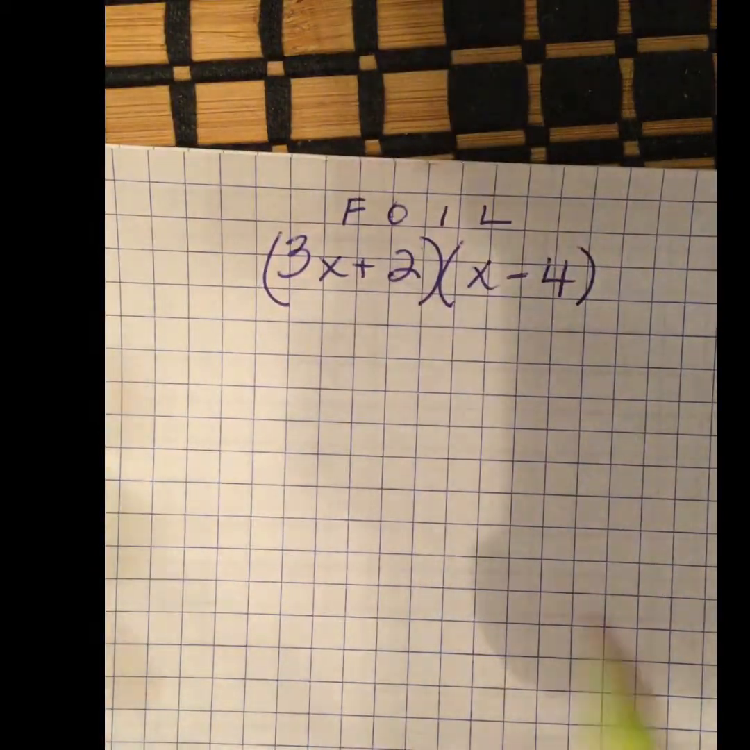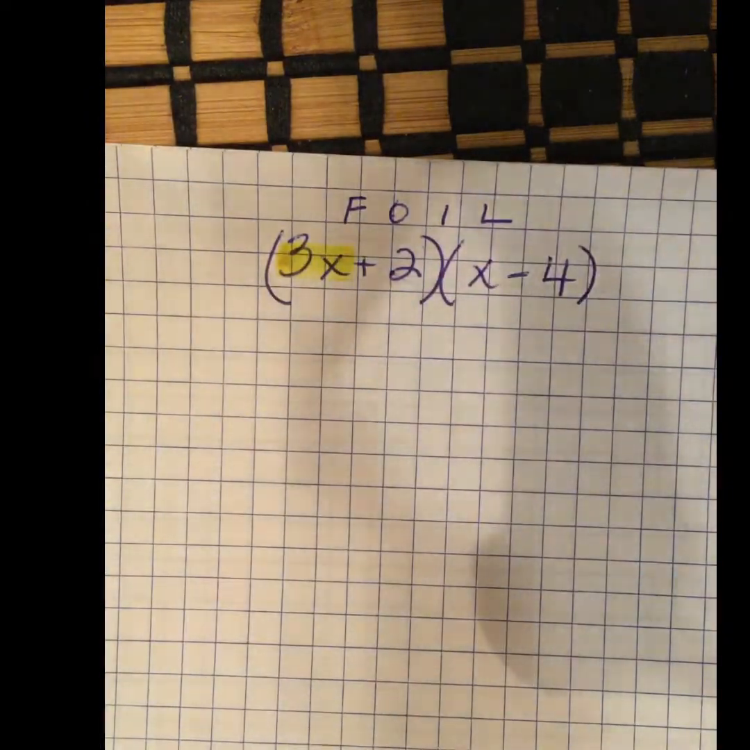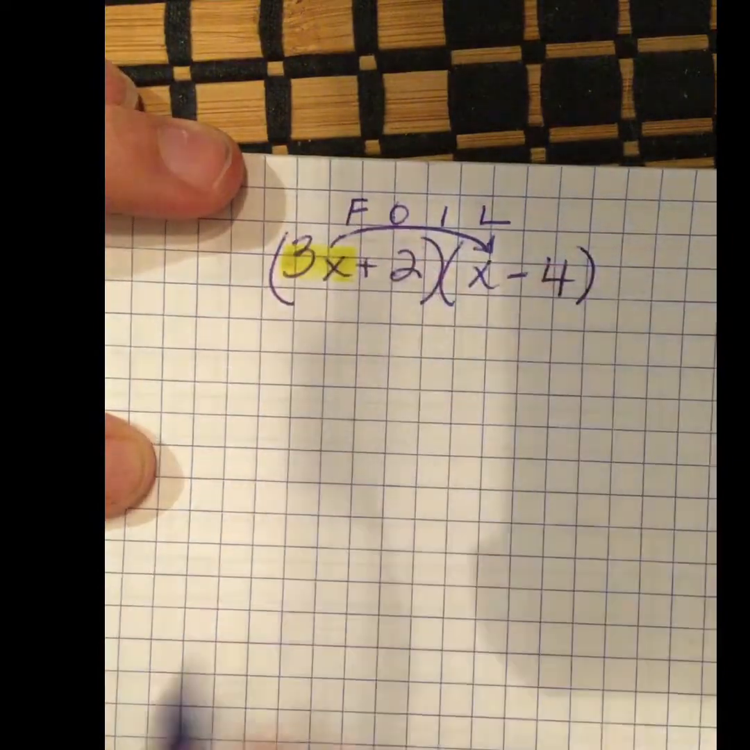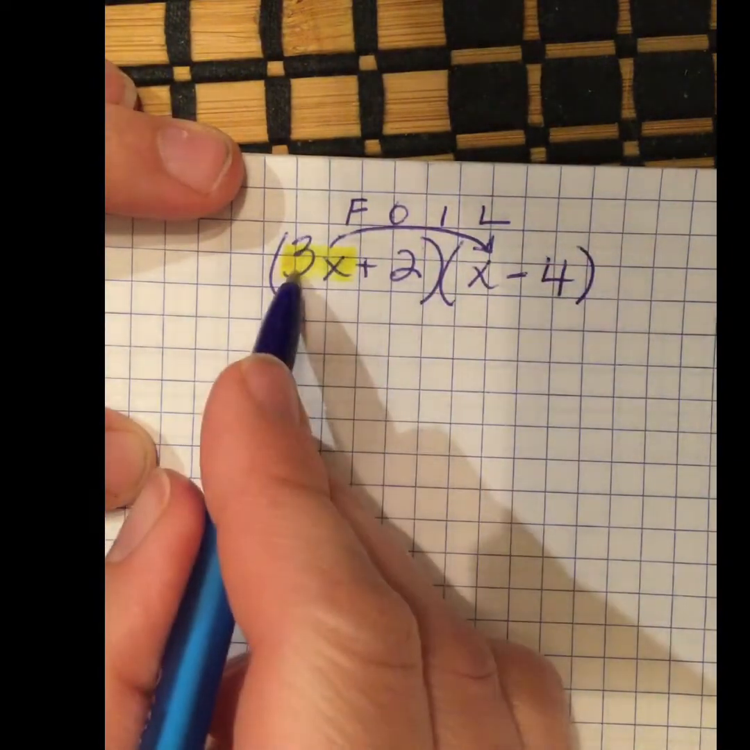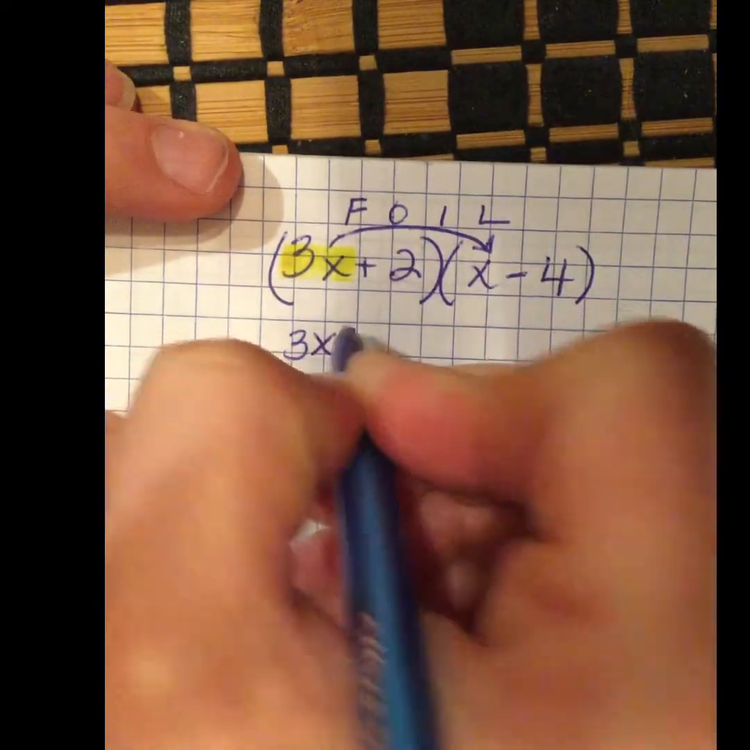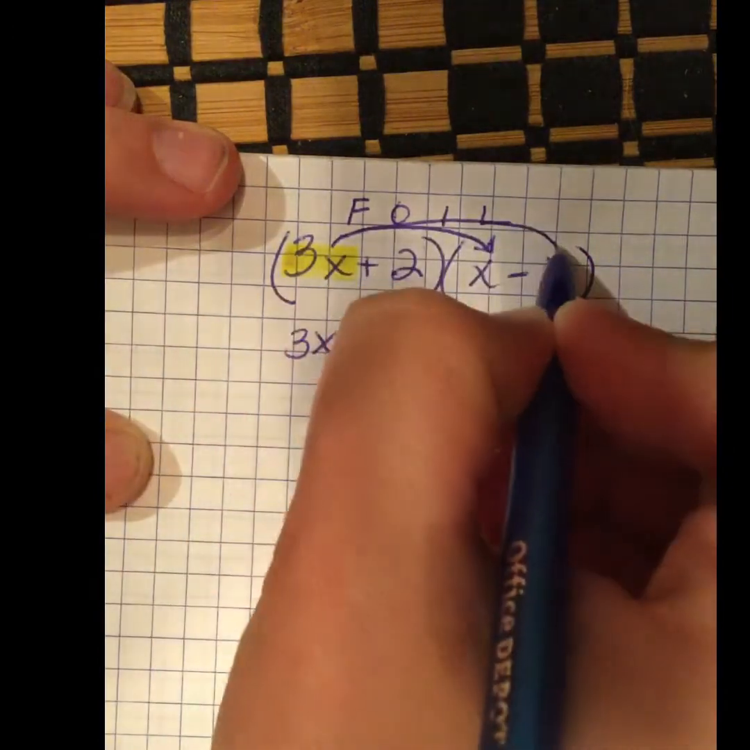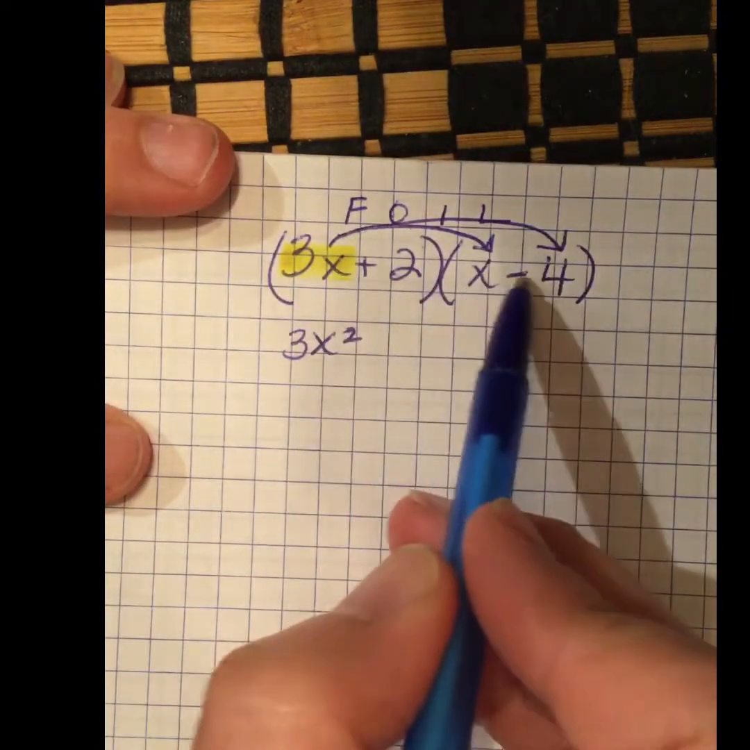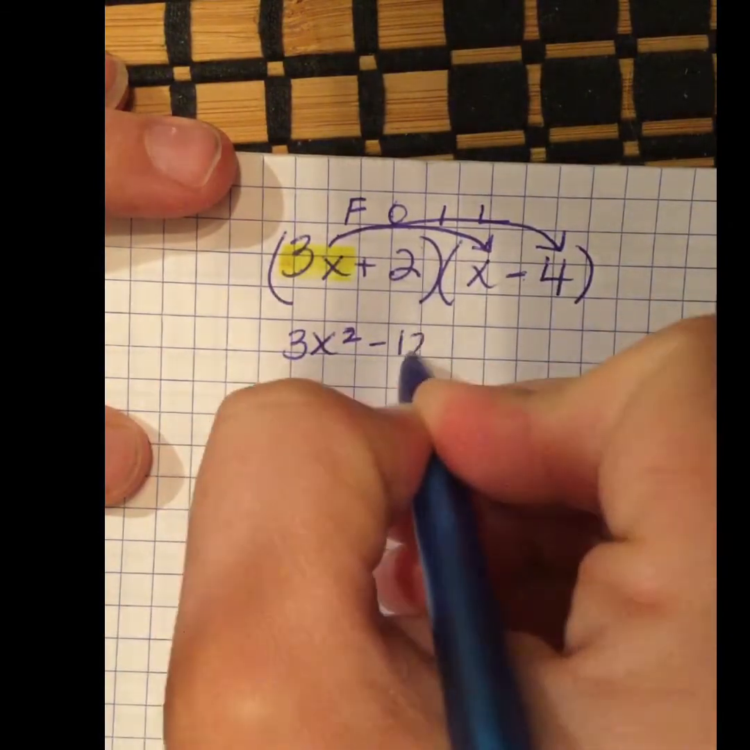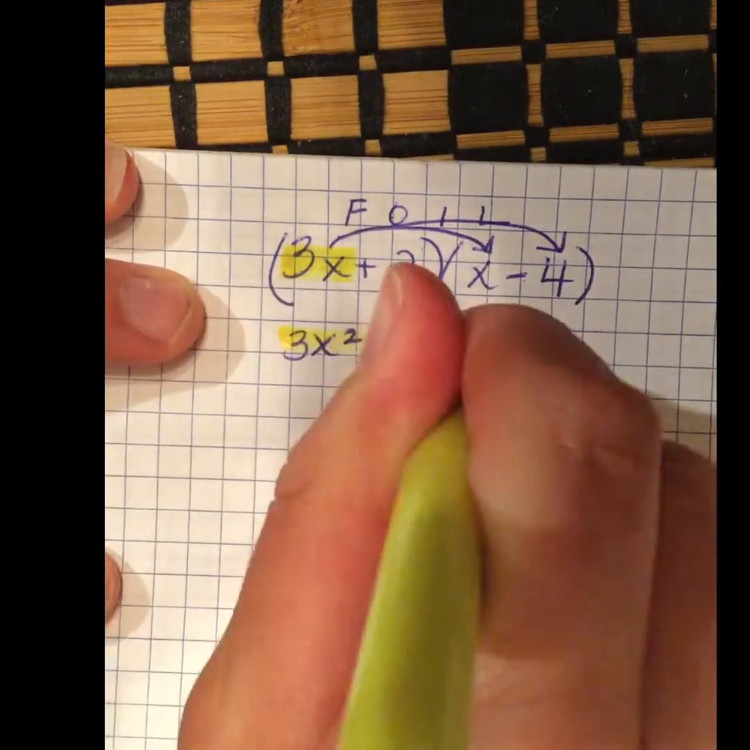So to help us, I'm going to use some highlighting. Okay, so we're going to focus on the 3x first and do 3x times x, where you would get 3x squared. And then we're going to pass the 3x out to the negative 4, where you would get negative 12x. So that's the result of passing out the 3x.